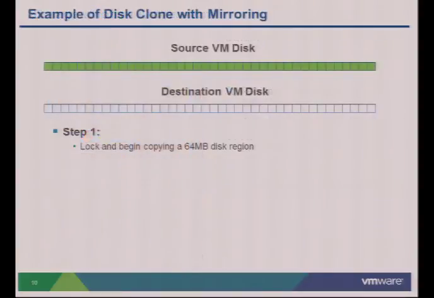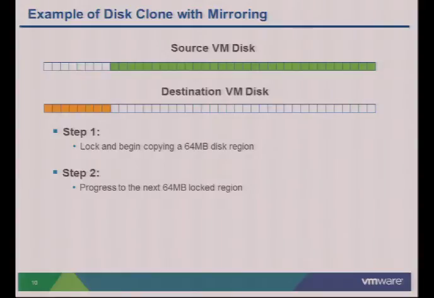So let's take a look at an example of how this plays out. Let's take a run of VM. This is just an illustration of the VM's disk. It starts out as being entirely not copied yet. So the VM is free to write anywhere in that region. We start by locking a 64 meg region to copy. We copy that region to the destination disk. And then we want to progress on to the next 64 meg region. So we lock the next region and copy that.